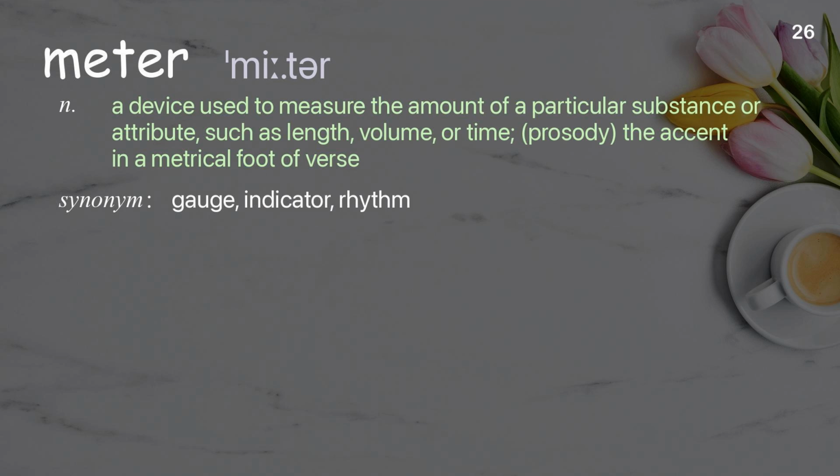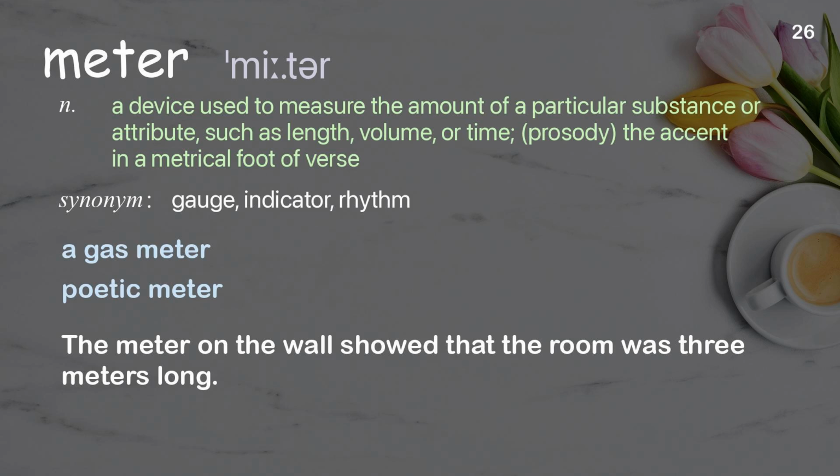Meter. A device used to measure the amount of a particular substance or attribute, such as length, volume, or time; prosody, the accent in a metrical foot of verse. Examples. A gas meter. Poetic meter. The meter on the wall showed that the room was 3 meters long.